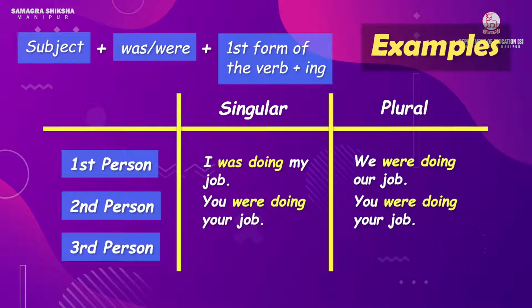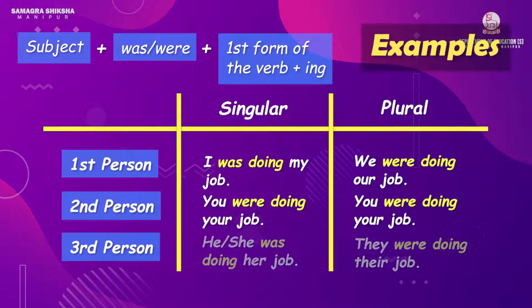And for the third person, it's the same. He was doing his job. She was doing her job. Likewise, for the plural, first person, you can say we were doing our job. Second person, you can say you were doing your job. Third person, you can say they were doing their job. Then let's think about a sentence using it. It was doing its job.